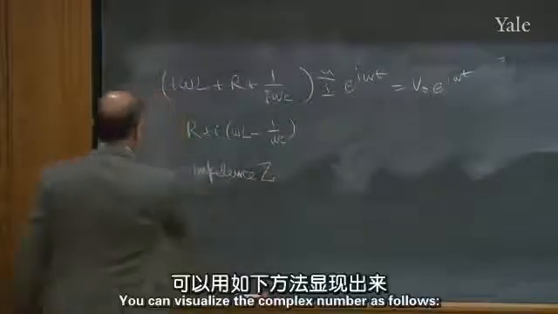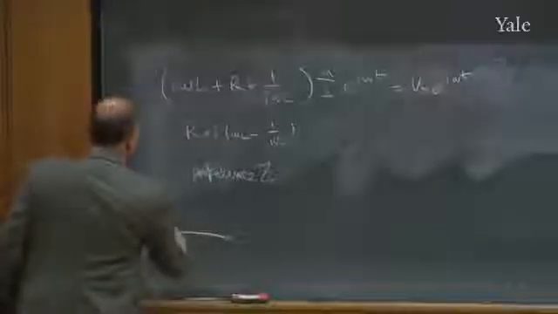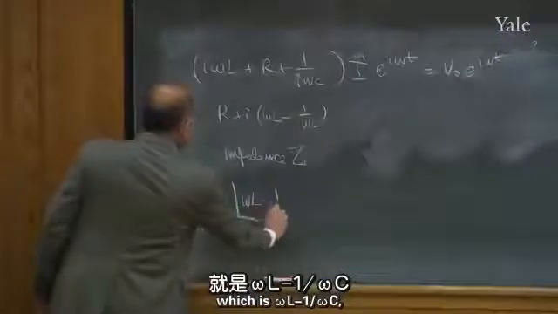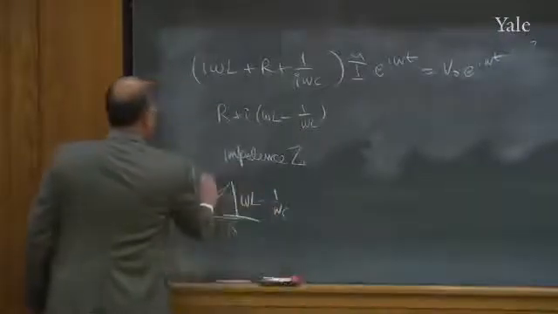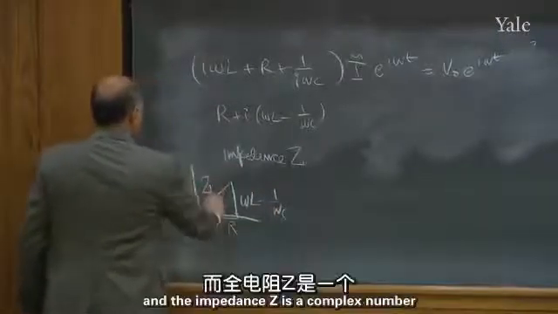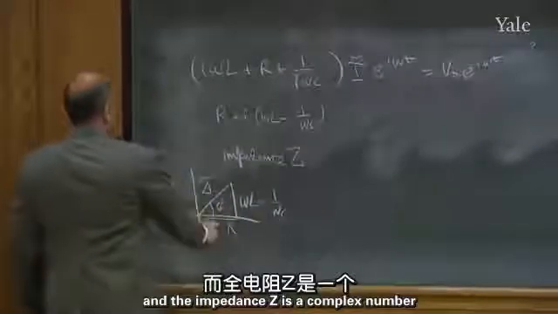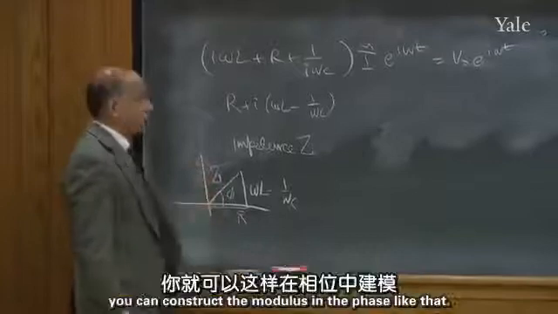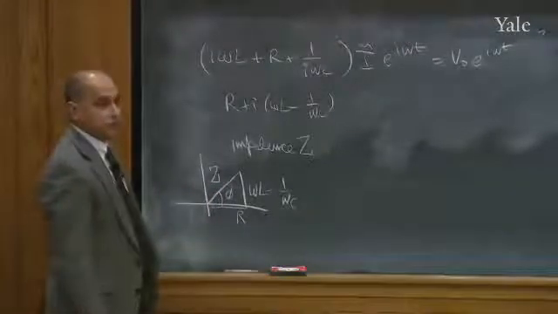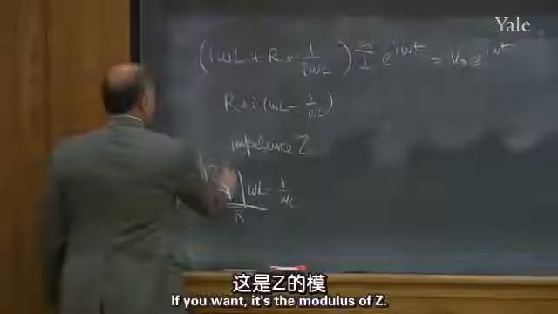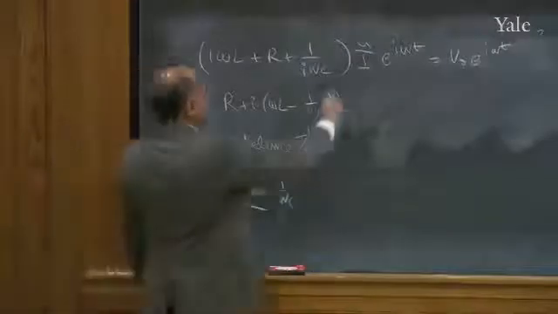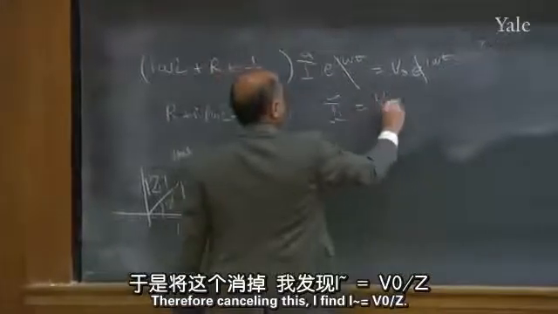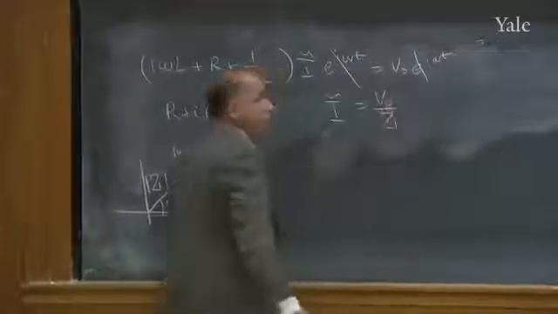You can visualize the complex number as follows. It's got a real part, which is R, and an imaginary part, which is ωL − 1/(ωC). The impedance Z is a complex number with some modulus and some phase. If you know the real and imaginary parts, you can construct the modulus and the phase like that. Therefore, canceling this, I find Ĩ is equal to V0 over Z.